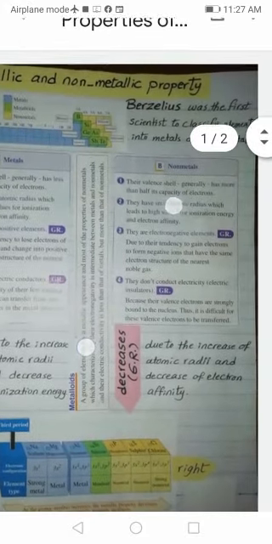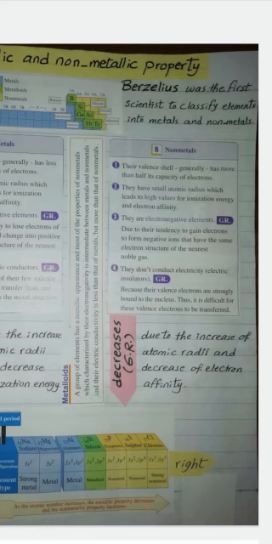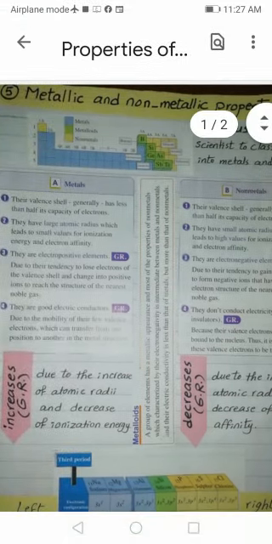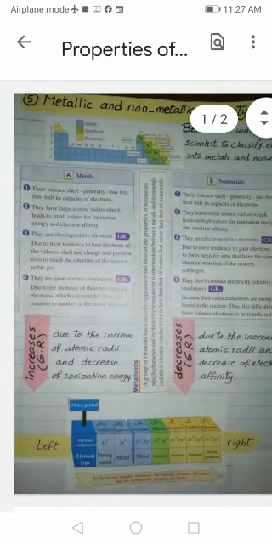Berzelius was the first scientist who classified elements into metals and non-metals. The opposite figure represents three types of elements in the modern periodic table, which are metals, nonmetals, and metalloids. Let's compare between metals and nonmetals.